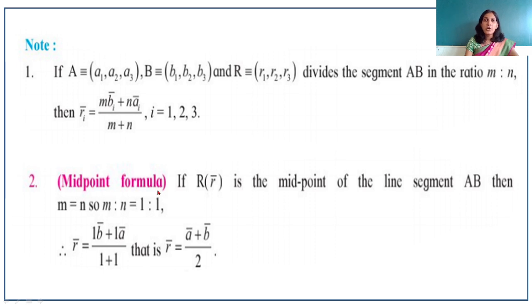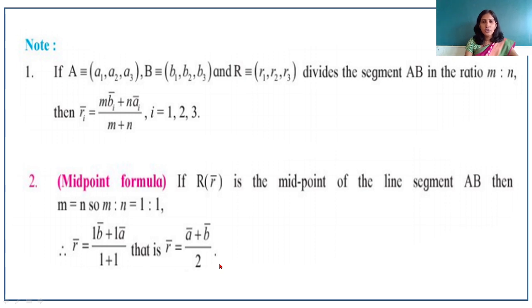Then next, midpoint formula. If R of R bar is a midpoint of the line segment AB, then m is equal to n. Obviously, R divides AB in equal length. So m is equal to n, then its ratio is 1:1. If its ratio is 1:1, so m is equal to 1, n is equal to 1. Then by section formula, R bar is equal to 1 B bar plus 1 A bar upon 1 plus 1. That is, R bar is equal to A bar plus B bar divided by 2.